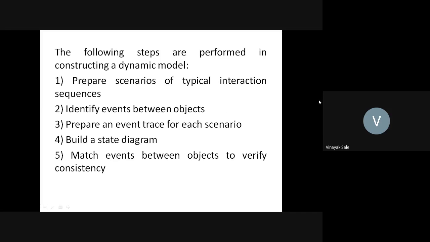There are 5 steps to perform the dynamic model. First is prepare scenarios of typical interaction sequences, identify events between objects, prepare an event trace for each scenario, build a state diagram, match events between objects to verify consistency.